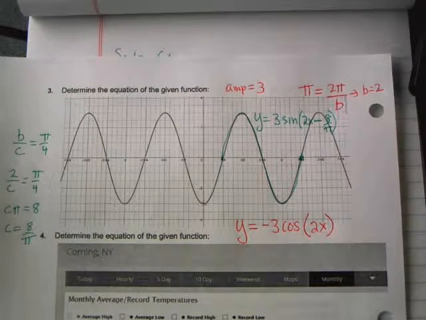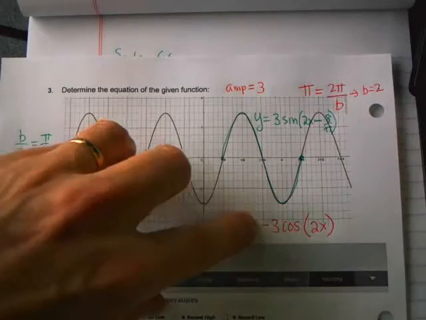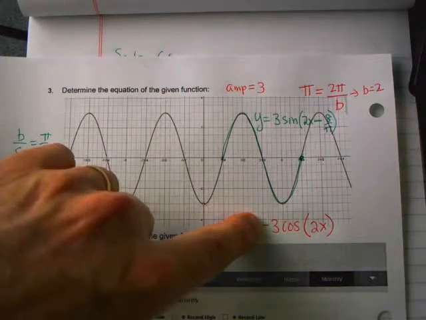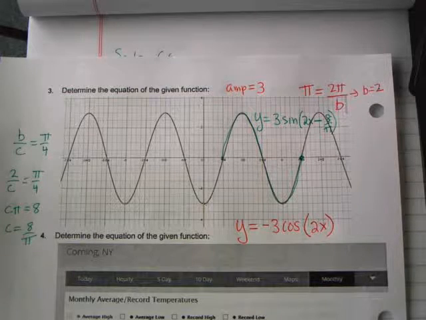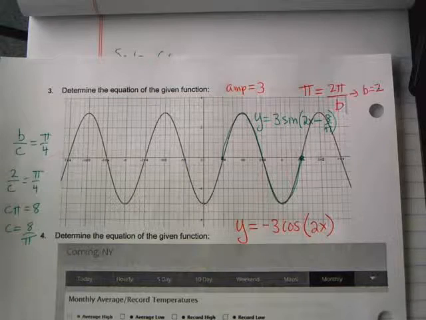So when you use a sine wave and a cosine wave, some of the numbers are always going to be the same and some of them are going to be different. What numbers will always be the same? The amplitude will always be the same, but sometimes you might want to put a negative on one of them for convenience. What other number will always be the same? The b number will always be the same, because the period is always the same.